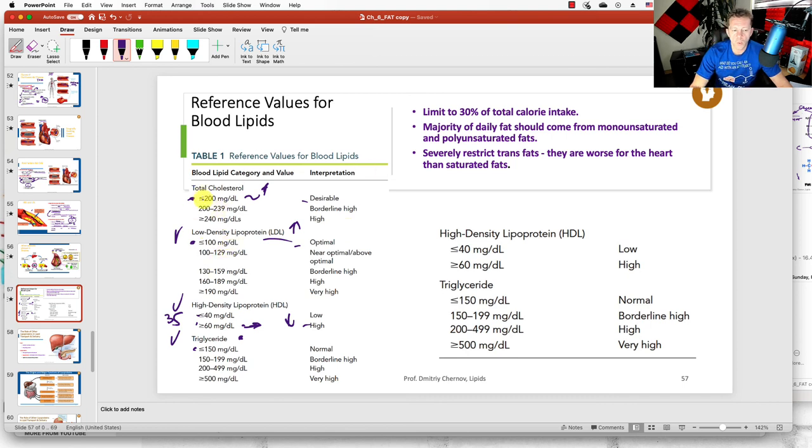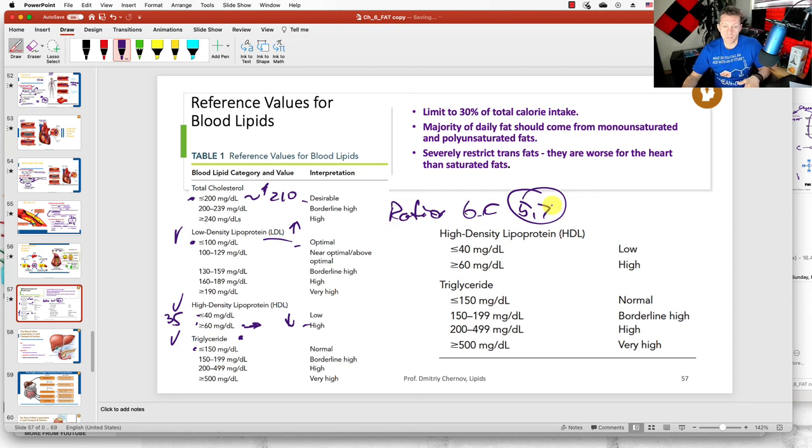What we look at, we do not really look at these numbers. The numbers by themselves are important, but we look at the ratio. We look at the ratio of total cholesterol versus your HDL. Let's take a total cholesterol of 210, which is slightly higher, and HDL, let's say 35, which is low. 210 divided by 35, I will get 6. So the ratio would be 6. My ratio actually is 5.7, and this is the borderline between being on the good side and the bad side. What does it mean? The higher the ratio, the more possibility that you might have atherosclerotic plaque.